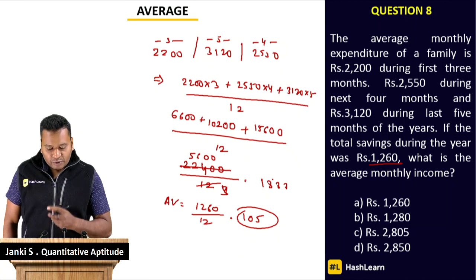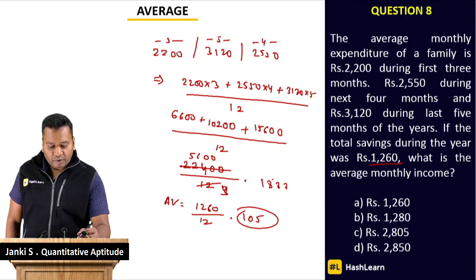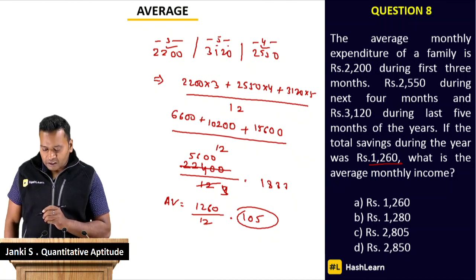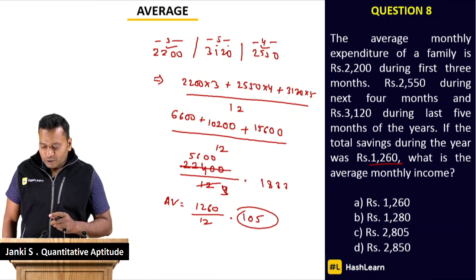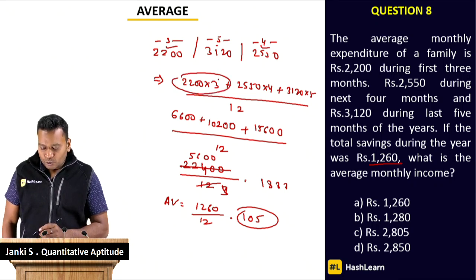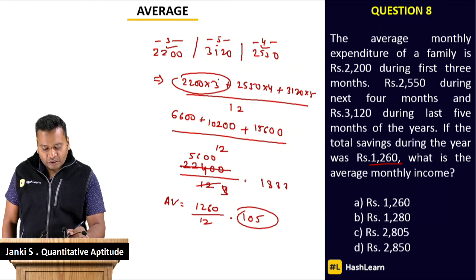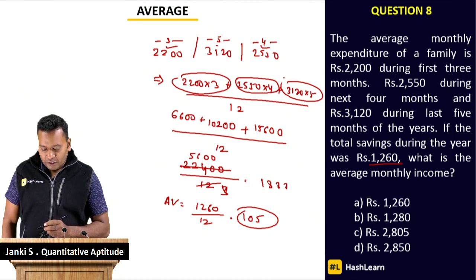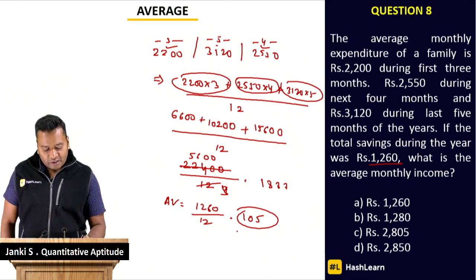Okay, let's cross check whether we have done some mistake or not, because my number of months is 3, 4, 5, so 12, right? That's correct here. So the average monthly expenditure of the family is 2200 during the first 3. That's all right. Then 2550 during the next 4 months. Okay, and 1220 during the last 5. Total saving during the year is nothing but, so average saving is 105, which I have already identified.